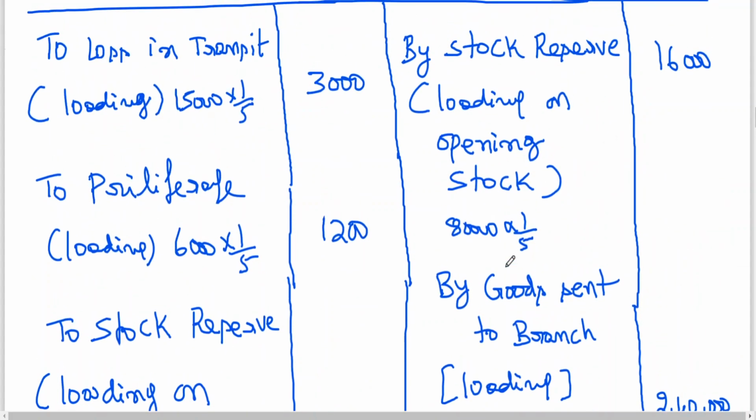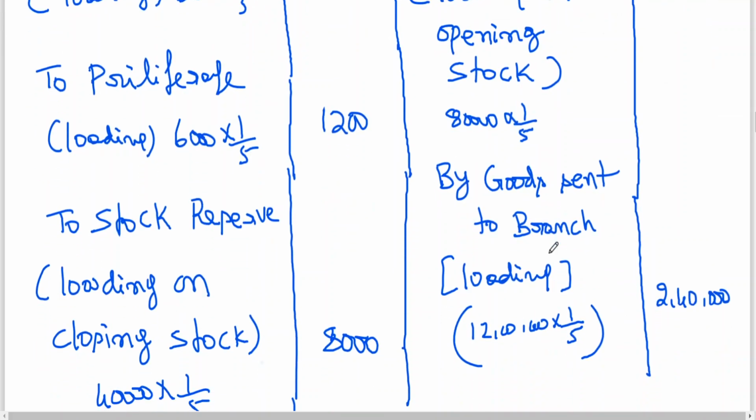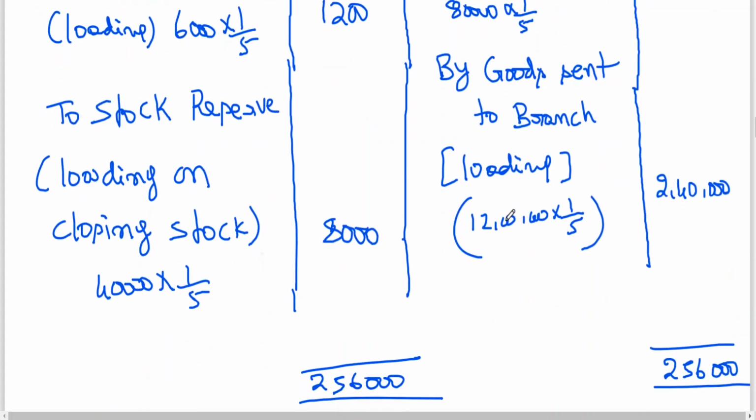2,56,000 minus 3,000, minus 1,200, minus 8,000 is equal to, you are getting a profit of 2,43,800.